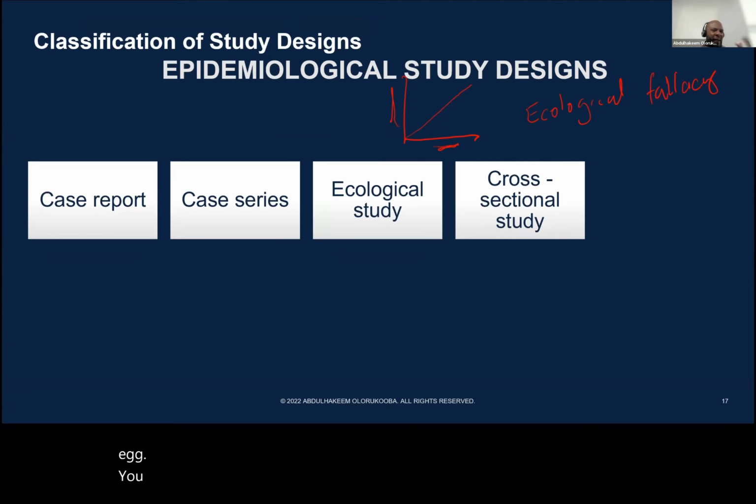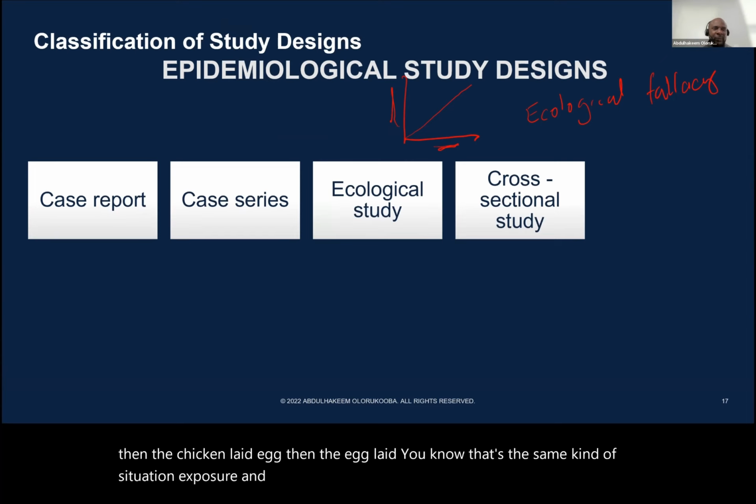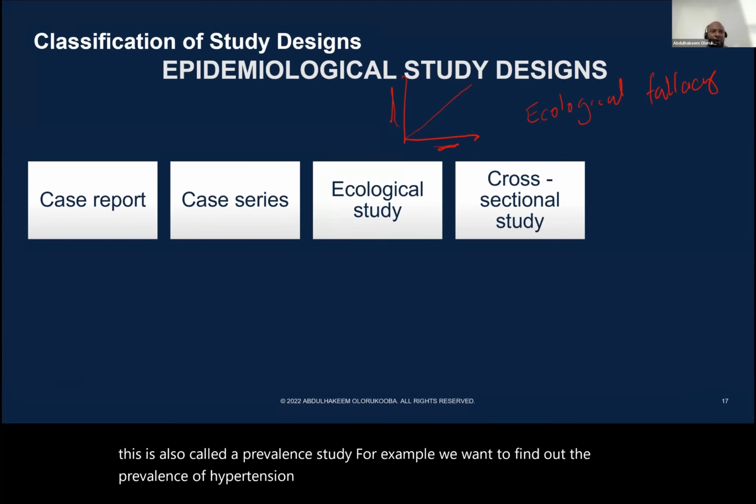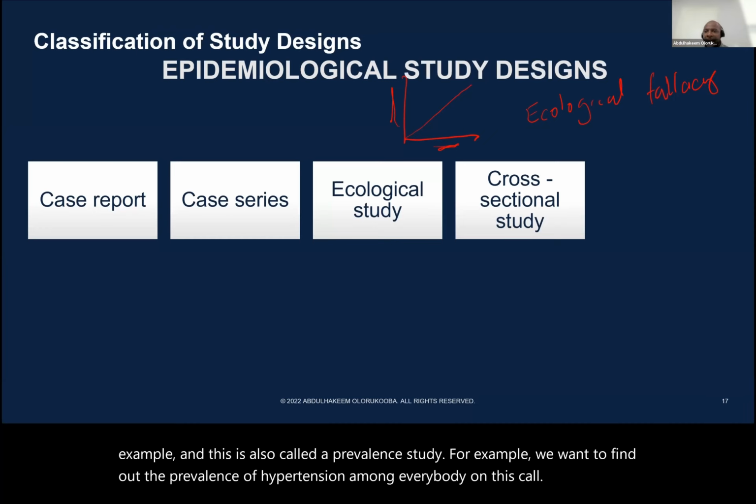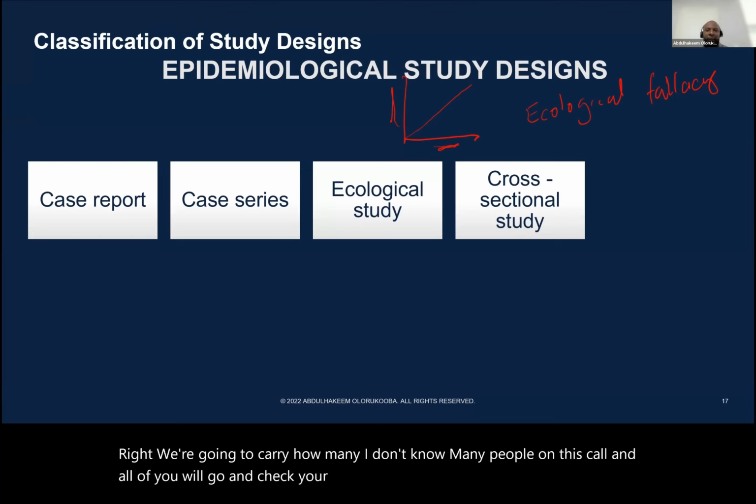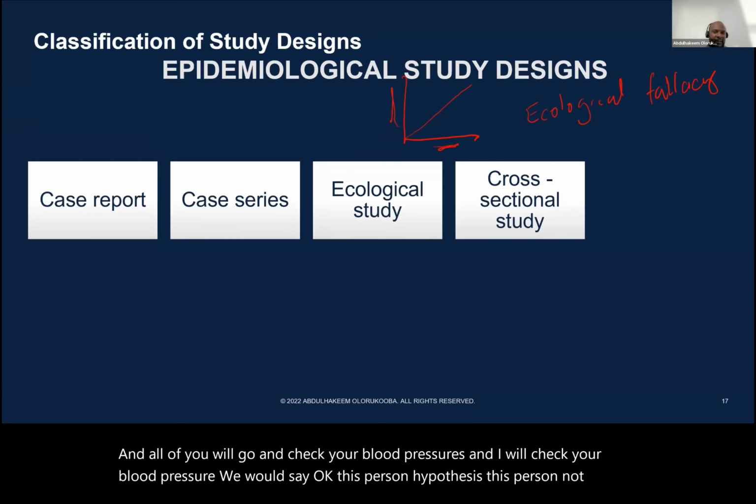Which one came first? Is it the egg that first came to this world, then the chicken laid the egg? That's the same kind of situation. Exposure and outcome are gotten at the same time. This is also called a prevalence study. For example, we want to find out the prevalence of hypertension among everybody on this call. All of you would go and check your blood pressures, and we would say, okay, this person is hypertensive, this person is not hypertensive. So we get the prevalence.